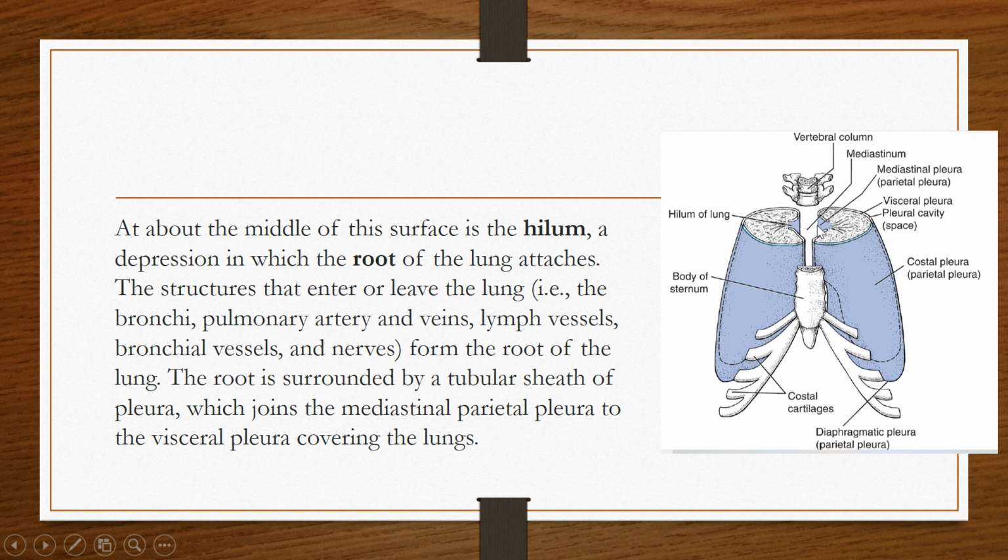The root is surrounded by a tubular sheath of pleura which joins the mediastinal parietal pleura to the visceral pleura covering the lung. So we have discussed it many times that at the root of the lung, or the hilum, the two layers of pleura are continuous with one another. See here, this is the mediastinal pleura. The outer one is the parietal pleura and the inner one is the visceral pleura. So they are continuous with one another at the hilum of the lung.